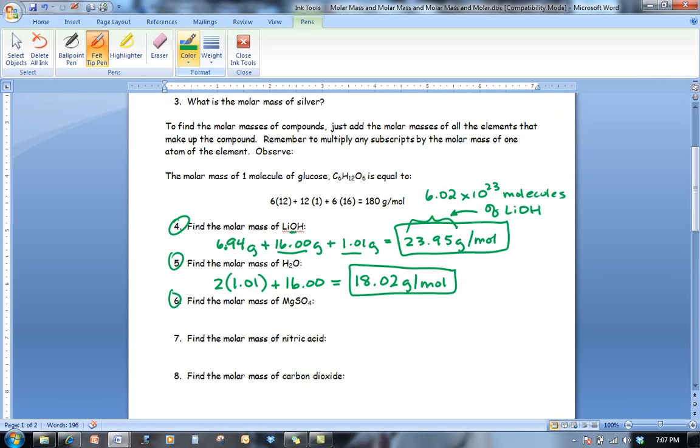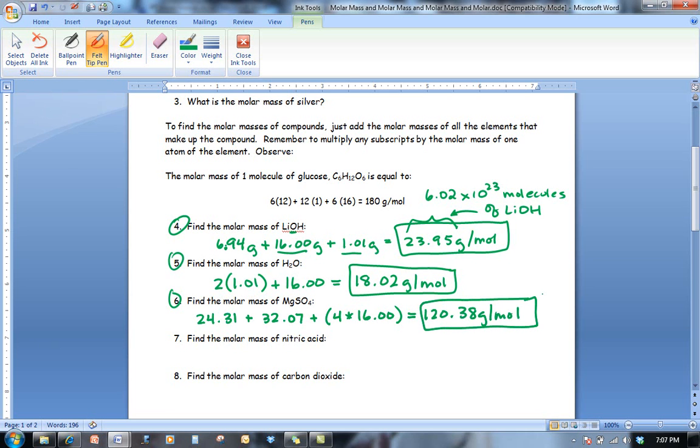Alright, so here we are back on our worksheet. So to find the molar mass of magnesium sulfate, I'm going to add 24.31 plus 32.07 plus 4 times 16. And when I add all of that up, I get 120.38 grams per mole. And that's how you find the molar mass.